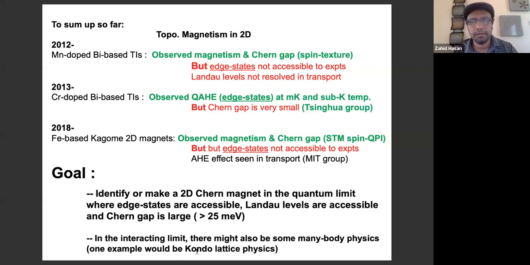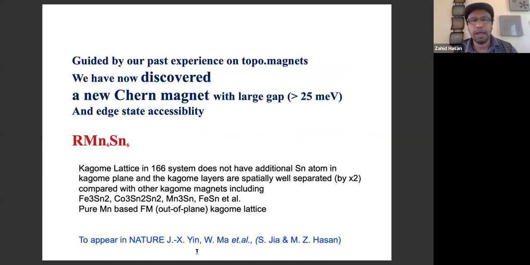in this topological magnetism field. So I'm happy to announce that, guided by our past experience on topological magnets, we have now discovered a new class of Chern magnet with a large gap, more than 25 millivolts. It is not just one magnet, there's a whole family. This is the 166 system: rare earth, manganese, tin 6-6. In this system, there is no additional tin atom in the Kagome plane, and the Kagome layers are well separated. So it's not like that iron-tin bilayer Kagome, it's effectively a single-layer Kagome, and there is no additional atom in there.